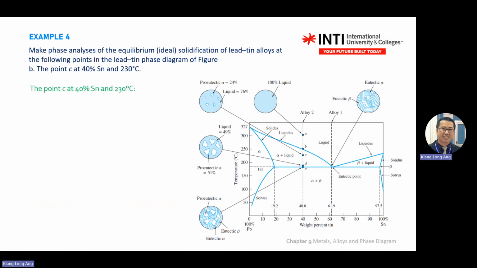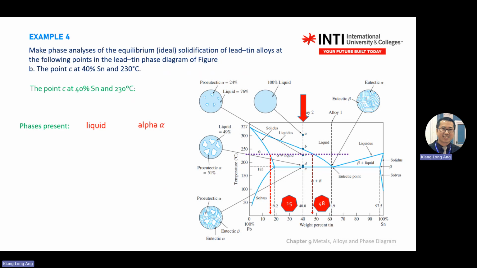So B, he asks you what happened at 40% Sn and 200 degrees C, 230 degrees C. You need to go to the graph and look at 40%. Is here. Go out and then 230 degrees C is about here lah. So same procedure. You write, what do you see? You draw a line. Okay, you draw a line. Present phases. What do you see?